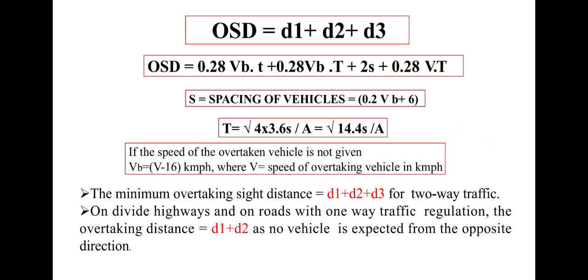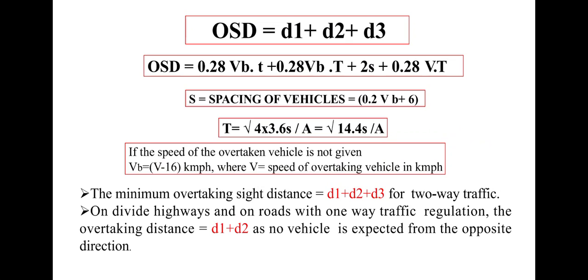So from the figure, we can see that overtaking sight distance is equal to D1 plus D2 plus D3. If we do the overall calculations for this, and by using some empirical formulas for D1, D2 and D3, we will get one standard formula as 0.28 VB into t plus 0.28 VB into capital T plus 2S plus 0.28 V into T.